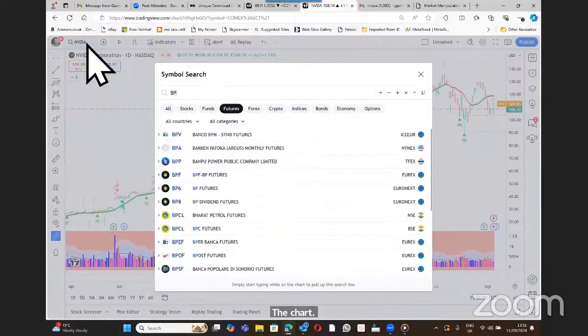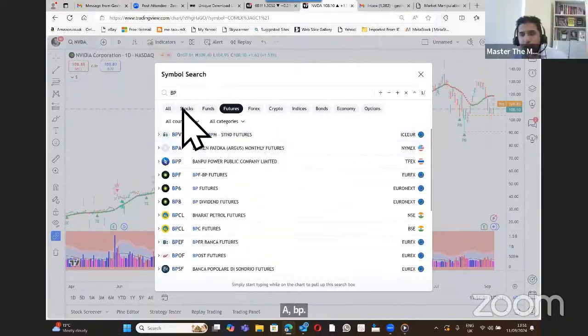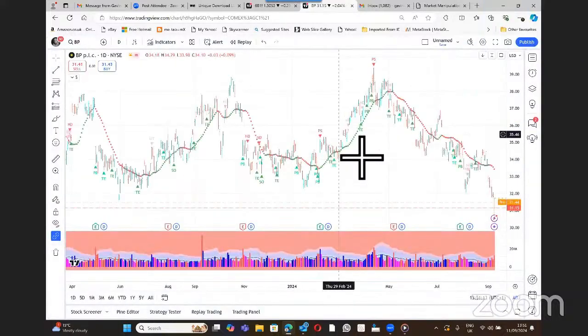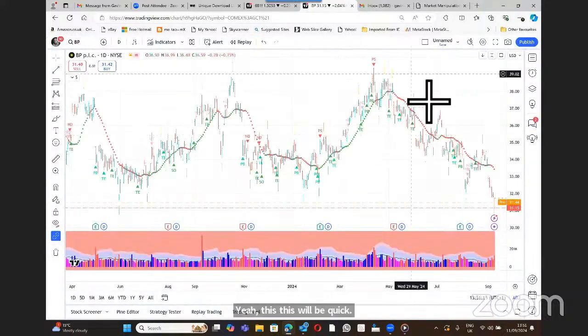And what we'll do, Gavin, just a quick thing as you're doing that. I spotted a trade on DAX, so we are up long on it at the moment. So we will analyze it later on after you've done the BP. Yeah, this will be quick. Don't worry. So daily chart, BP.